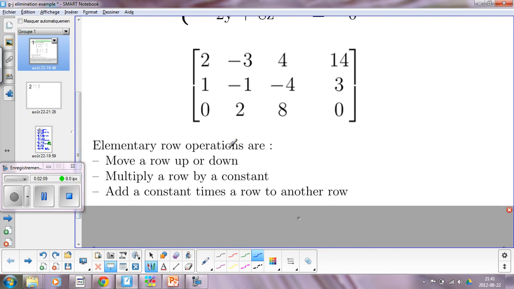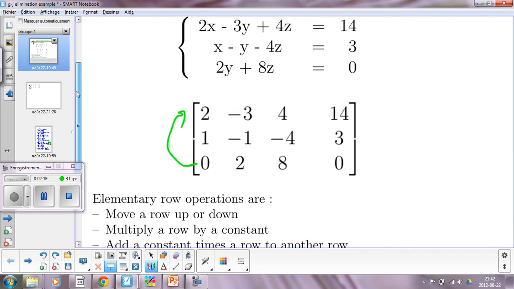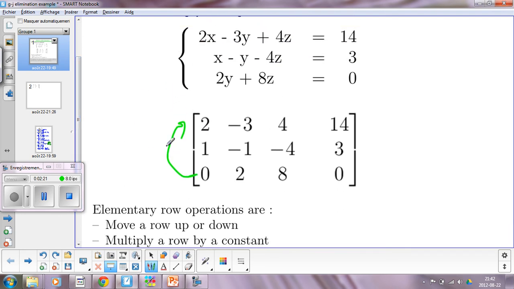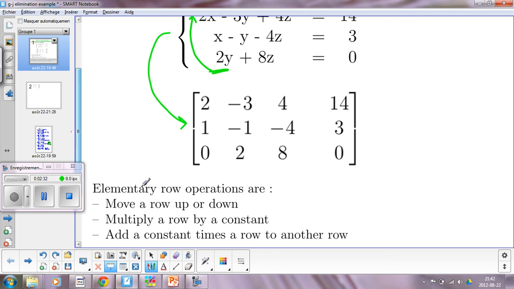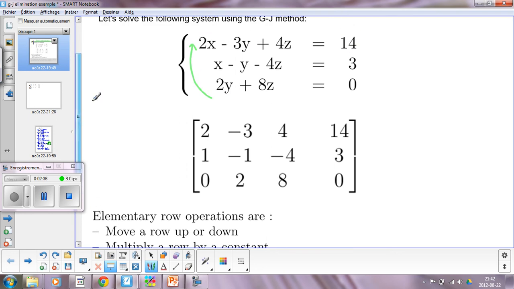Elementary row operations, what are they? Move a row up or down. Let's say I want this row first, I can move it up, makes no difference. If we think of the fact that this augmented matrix is basically a rewriting of the system, if I take this equation and say I want to put it first, obviously it makes no difference. So moving a row up or down is allowed.